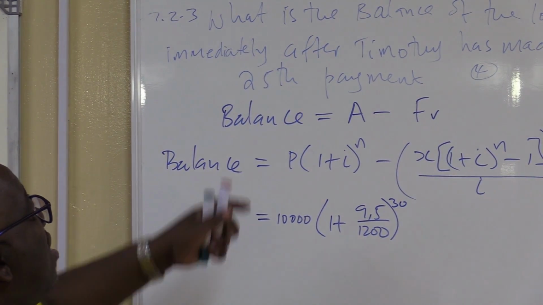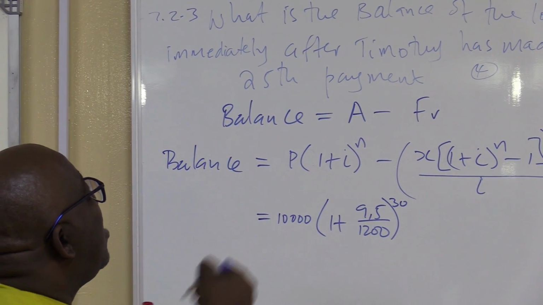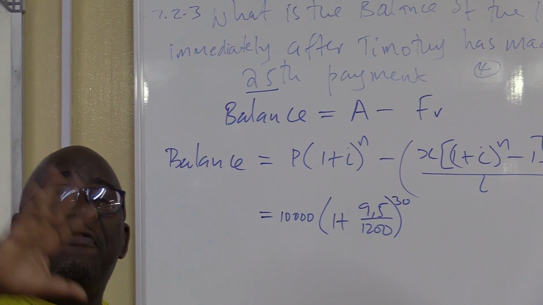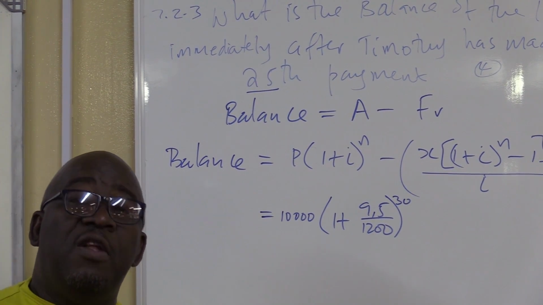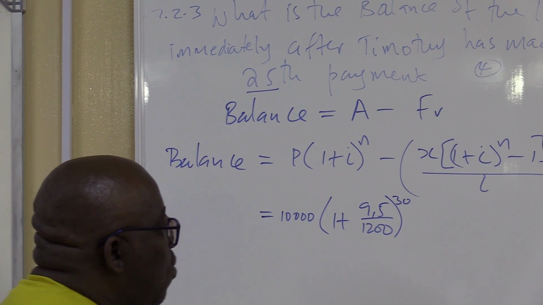Because the question was, what is the balance of the loan immediately after Timothy has made the 25th payment? When you make the 25th payment, there are another 5 months that you did not pay for, and the loan was growing during that time. Hence we use 30 there as your n. Minus.